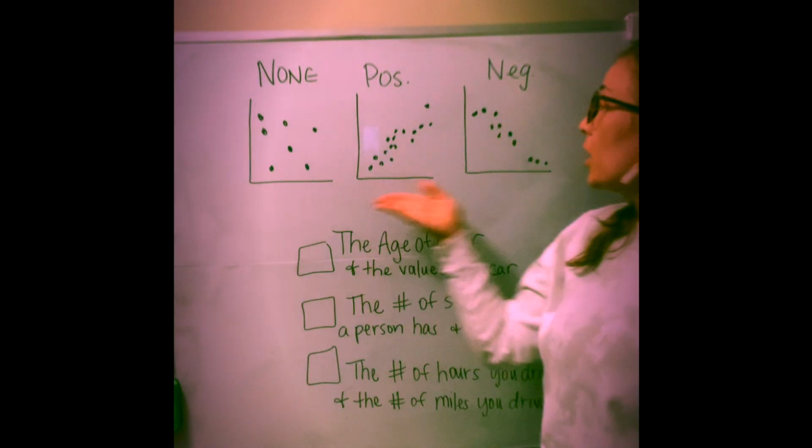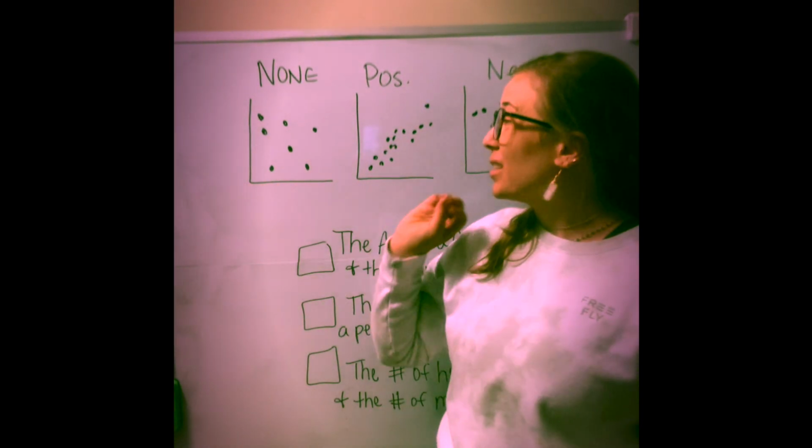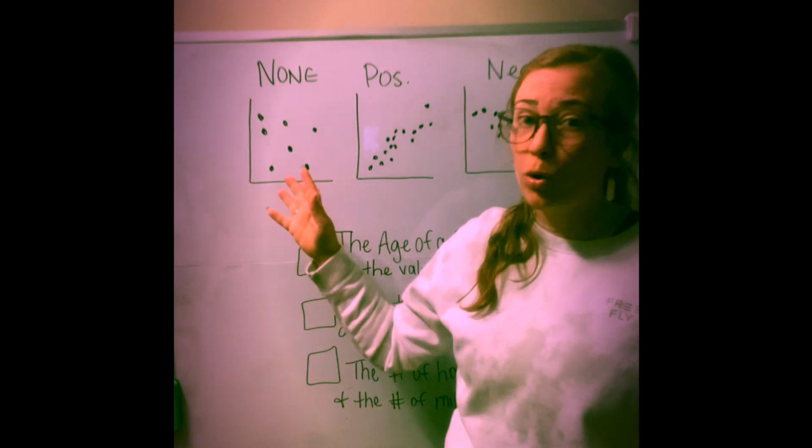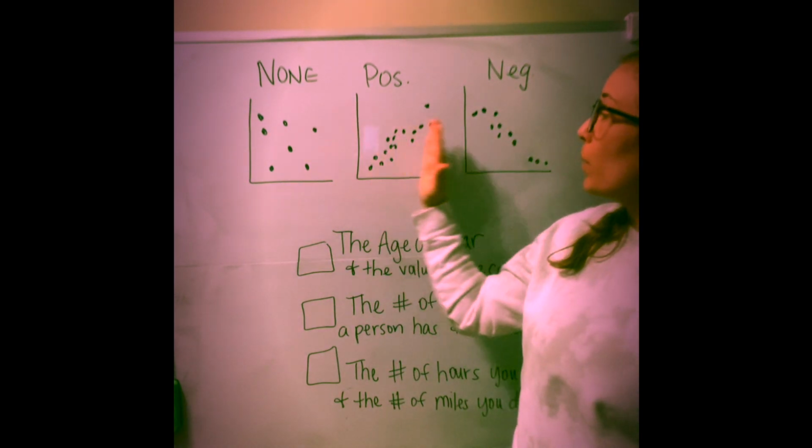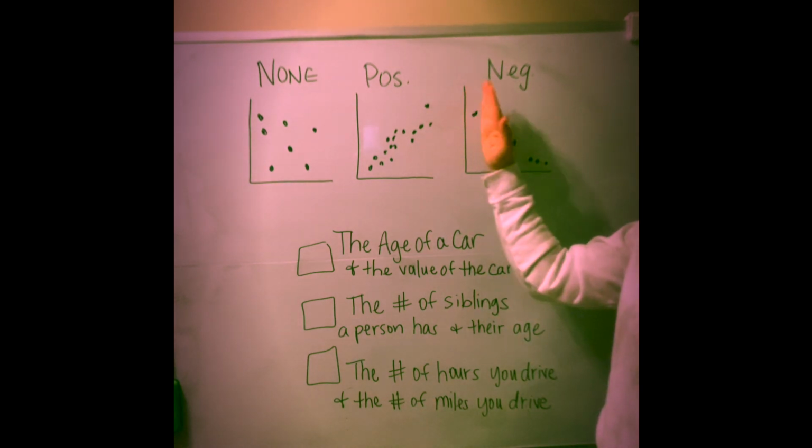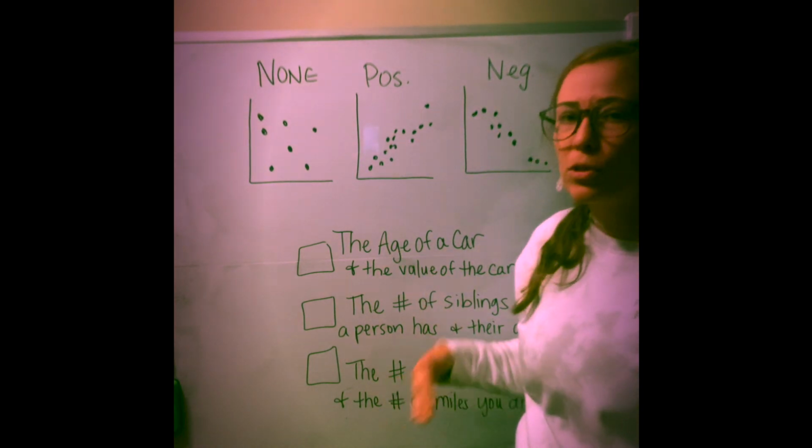So in general, here are our graphs of no correlation, right? Where all the data is just kind of splattered on there. There's no correlation, either positive or negative. Positive: from left to right, it is going up, and negative: from left to right, it is going down. Okay, so let's match the scenarios with the graphs here.